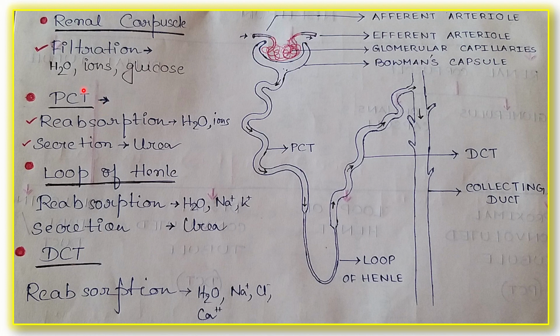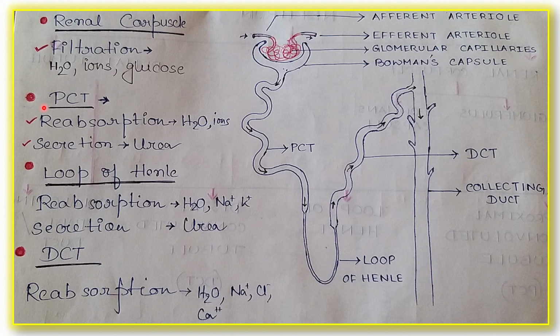Next, coming to PCT or proximal convoluted tubule. Proximal convoluted tubule will do the reabsorption of water and ions and it will secrete urea. So it serves two functions. One is reabsorption and the other is secretion. Okay. Reabsorption of water and ions, and secretion of urea.